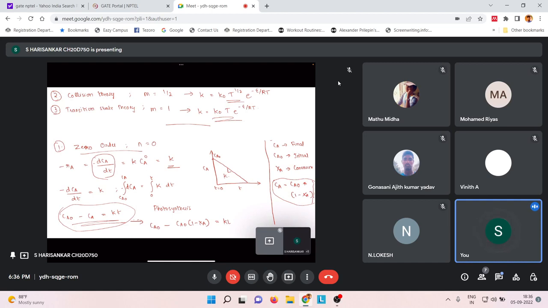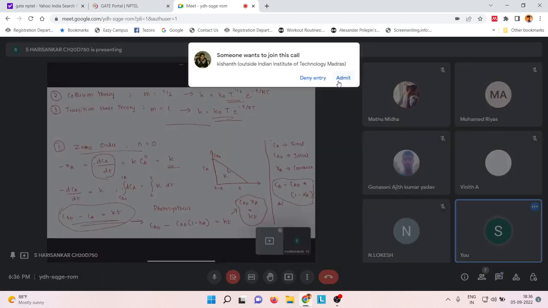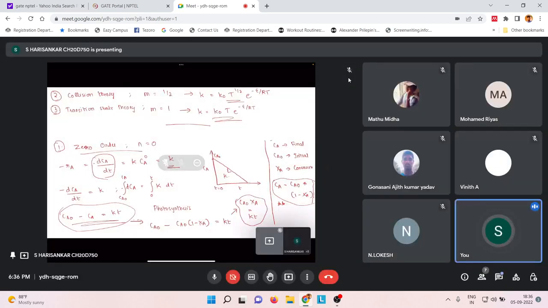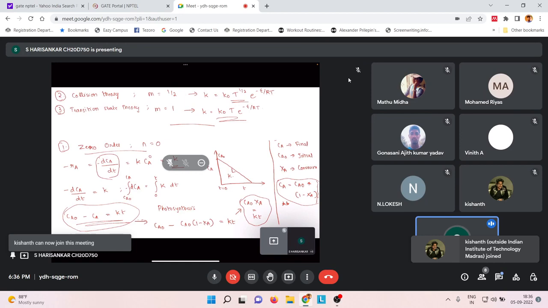We can solve for this equation, and you will get Ca0 into Xa is equal to Kt. So this is also another form of our zero order reaction rate equation. So this equation is pretty important. It's better you remember this correlation, the final concentration with respect to the initial concentration.